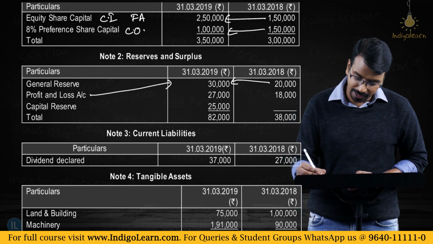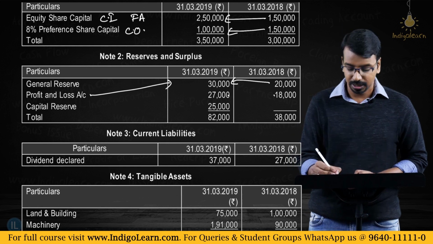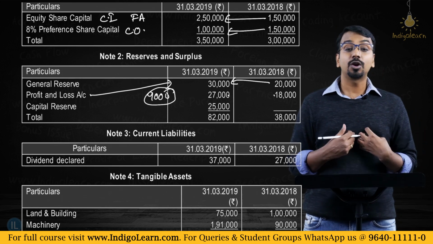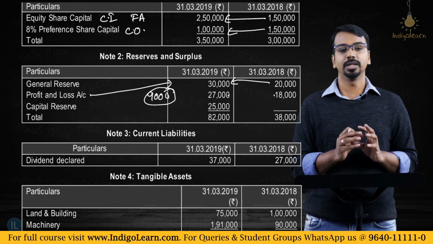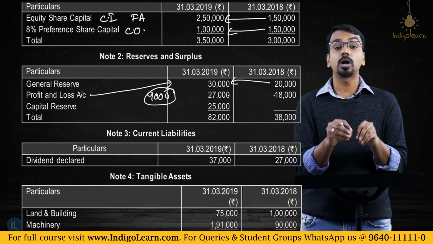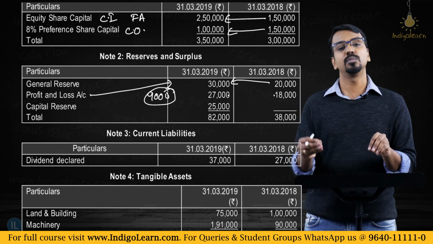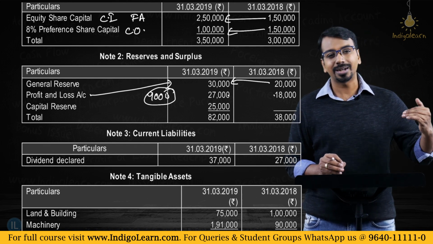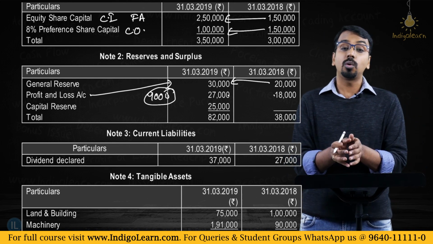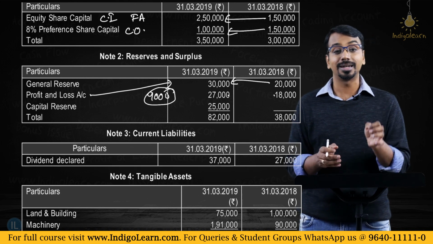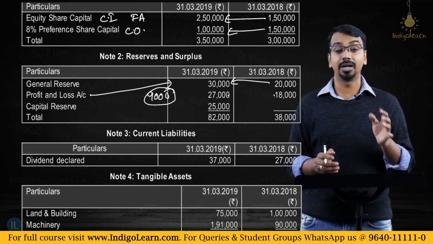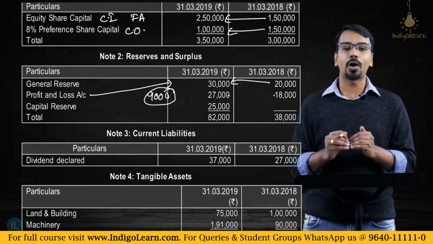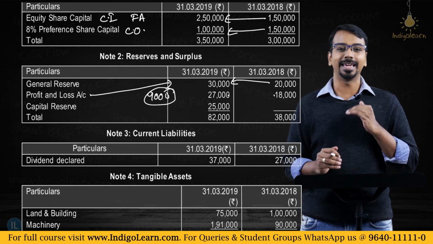Then you have P&L balance of 18 and now you have 27,000. The difference is 9,000, but I cannot say that I have earned 9,000 during the year, because I have to see what all are the various items that have been moved out of this profit and loss account. Maybe dividends have been paid, maybe some amount has been transferred to general reserve. So only after considering all those things we can decide what is the profit we have earned, and we need this number because this will be the starting point for your cash flow statement.